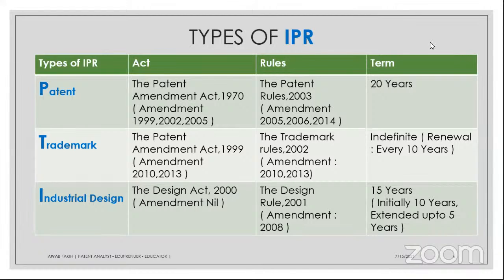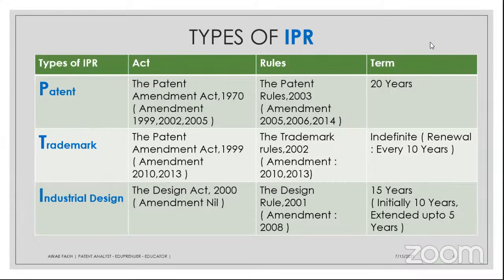When you talk about trademark, my dear colleague, the term for protection is indefinite. But there's a clause for it. After every 10 years, you have to keep renewing it. There is no time frame for it. Even after 20 years, no one else can use the brand name. If McDonald's is a trademark, they have to renew it, and no one else can use it. They have the trademark for the same.